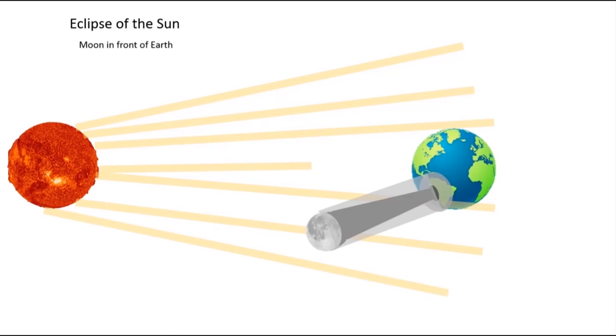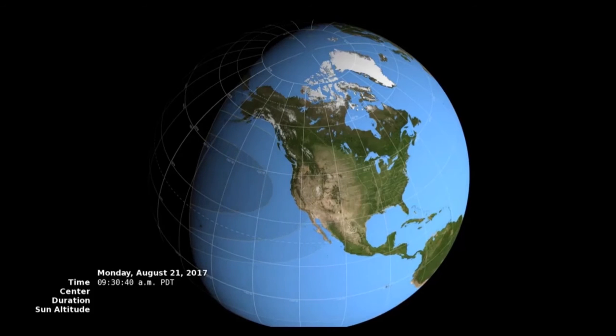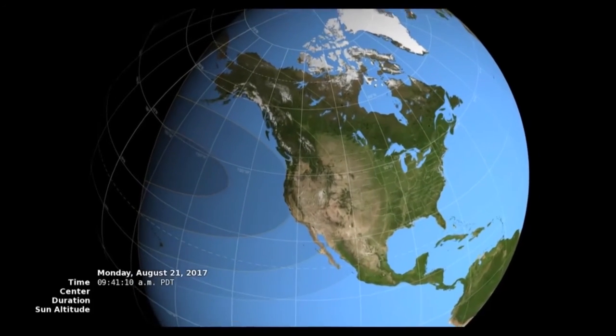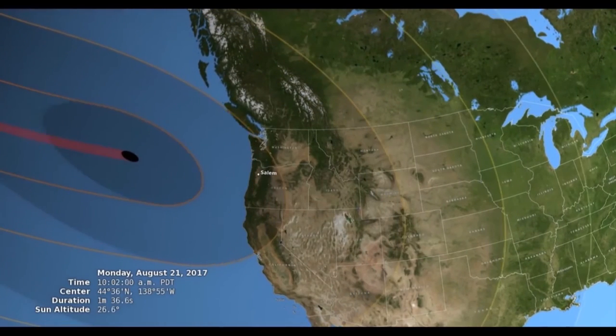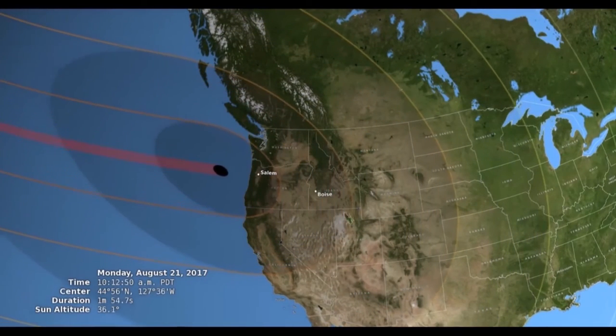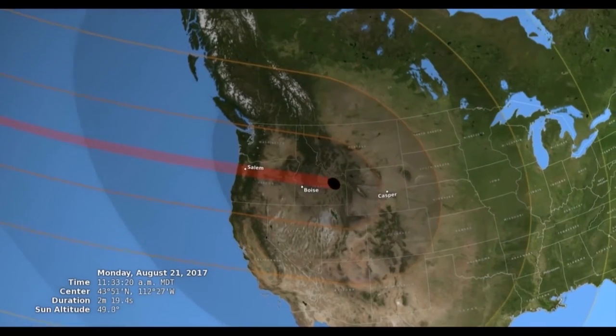Here is a good animation of the 2017 eclipse, which I happened to see near Kansas City, Missouri at that time. The moon's shadow races across the Earth. The small black circle is the umbra. People in this area will see the total eclipse. The lighter penumbra surrounds it. The red path is the path of totality.